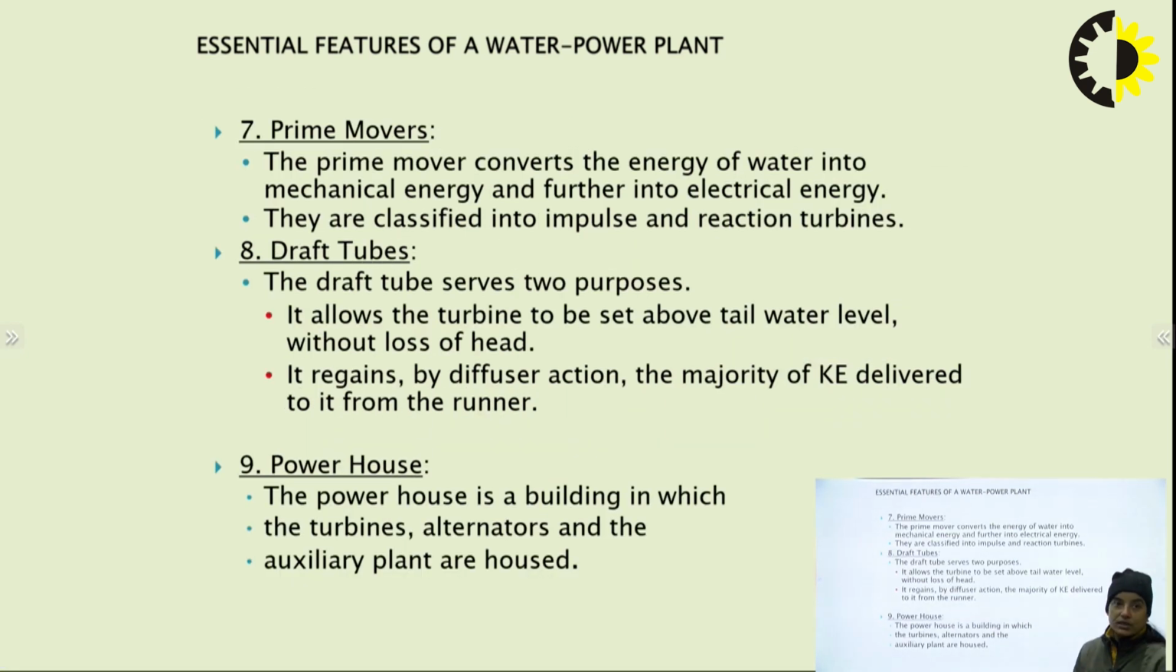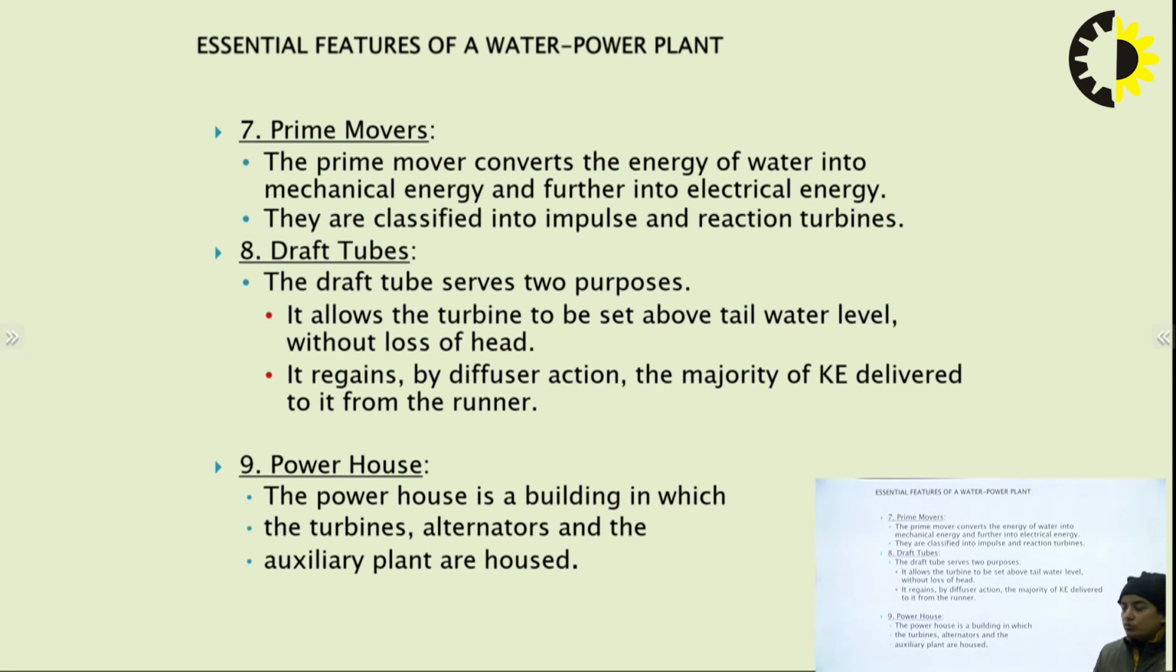So prime movers are there. The prime movers convert the energy of water into mechanical energy and further into electrical energy. So they are classified into impulse and reaction turbines. Then draft tubes are there. The draft tube serves two purposes. It allows the turbine to be set above tail water level without loss of head, and it regains by diffuser action the majority of the kinetic energy that is delivered in this manner in the draft tube.